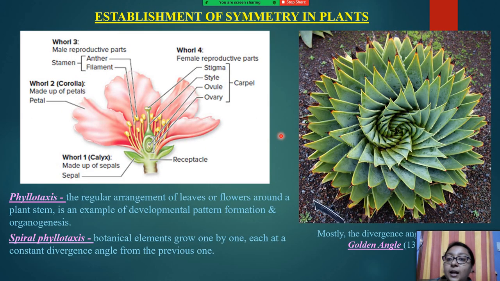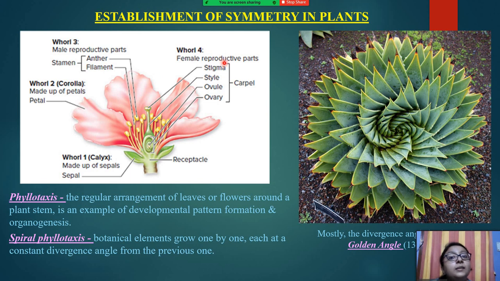So next is the establishment of symmetry in plants. In case of plants, there are 4 different whorls. Like first whorl is the calyx, which are made up of sepals. The next one is the petals, and it is known as corolla.